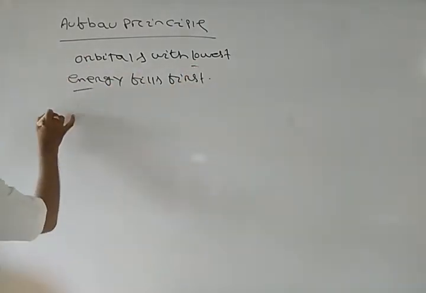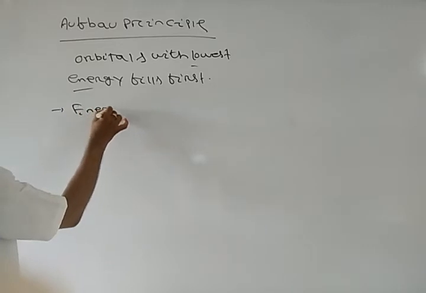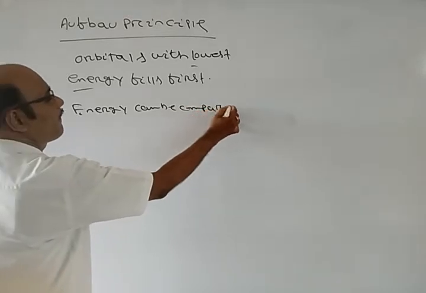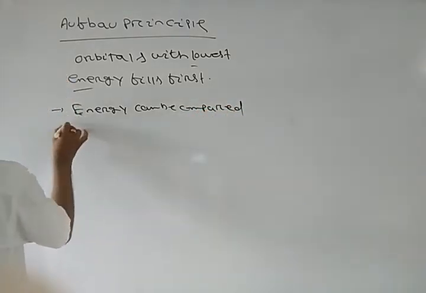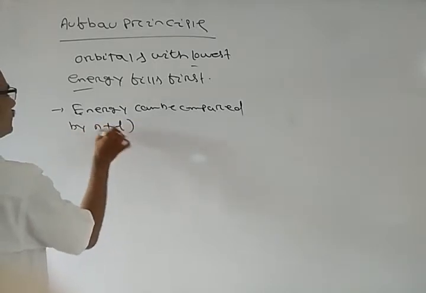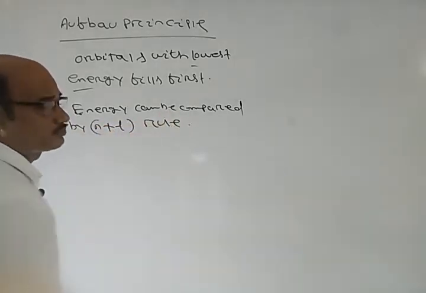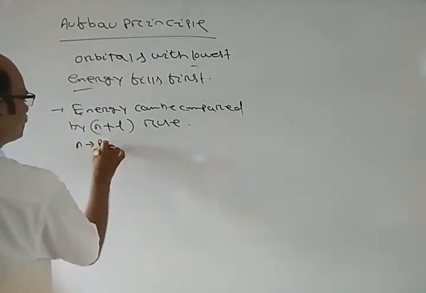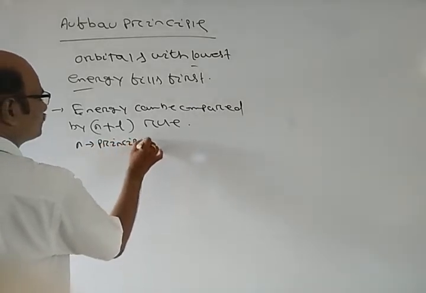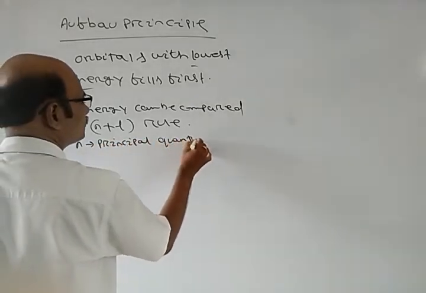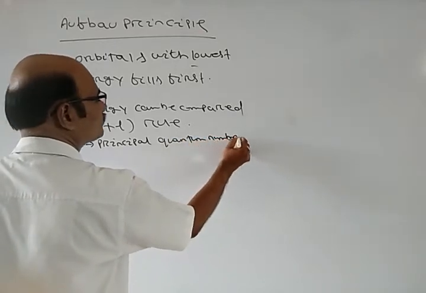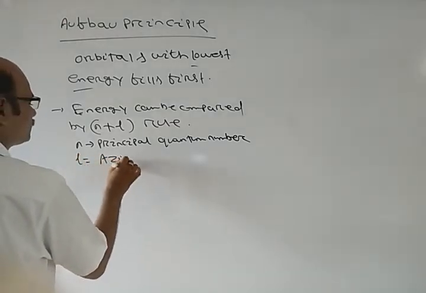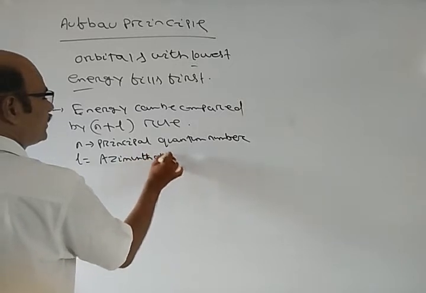Then how can you compare the energy? Energy can be compared by the n plus l rule, where n is the principal quantum number and l is the azimuthal quantum number.